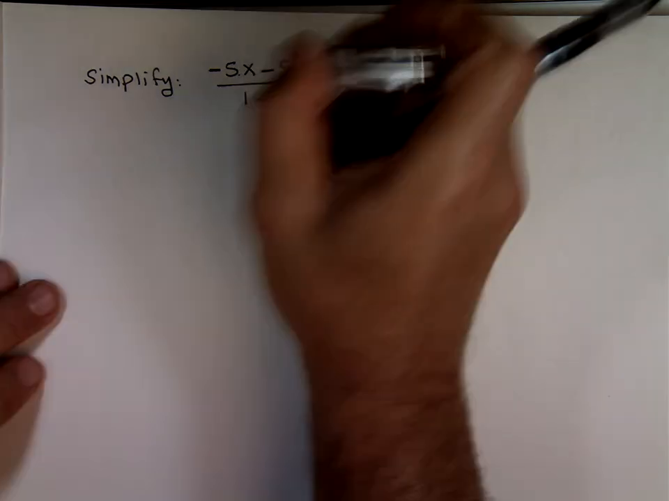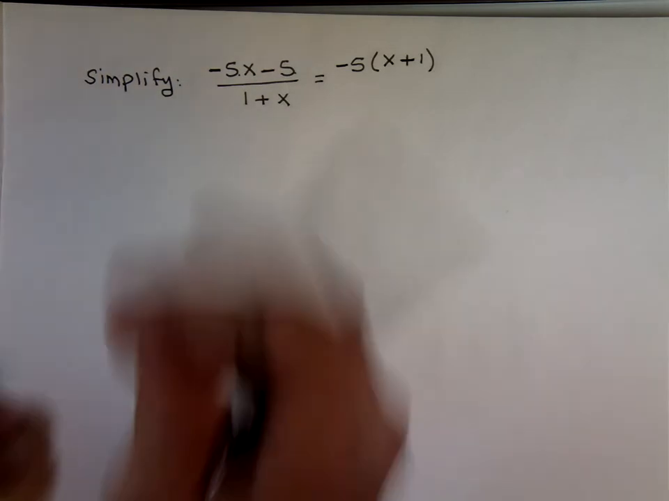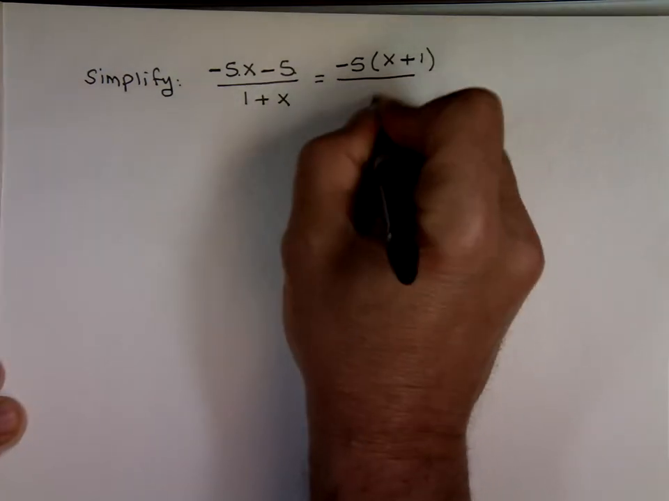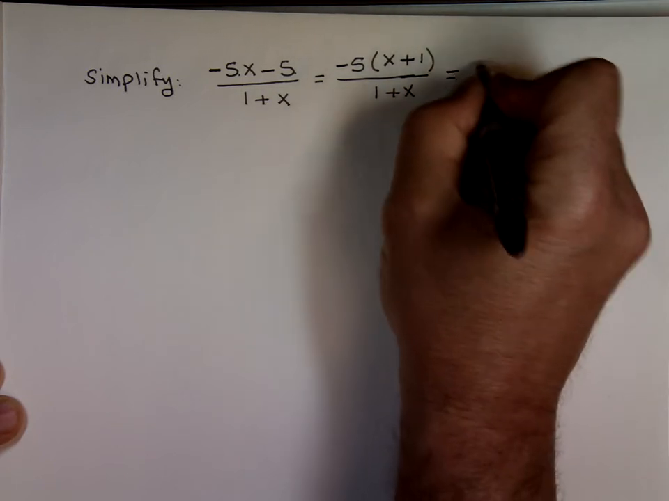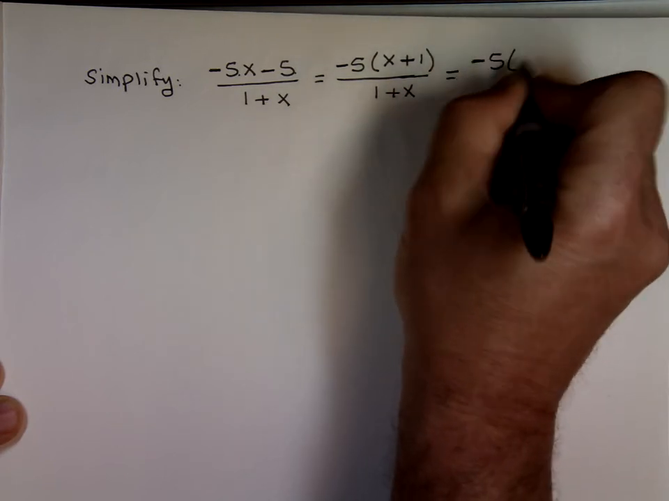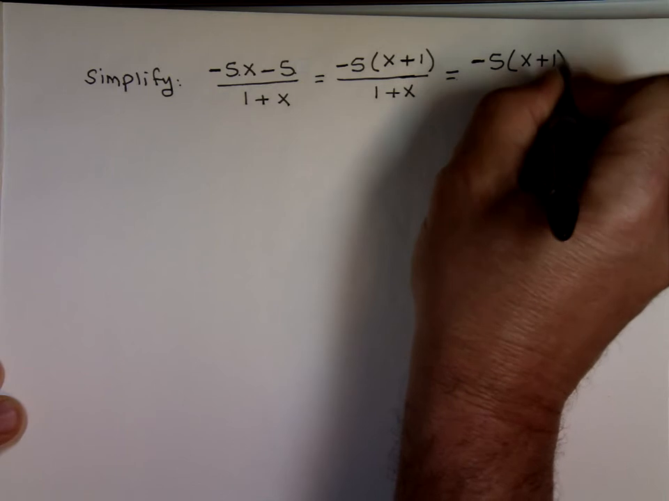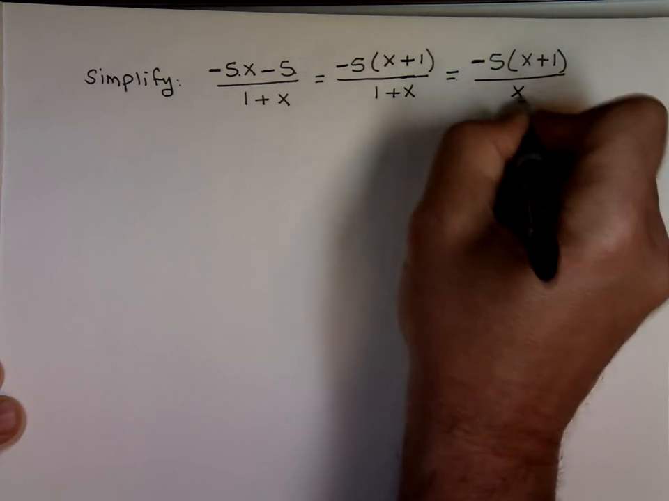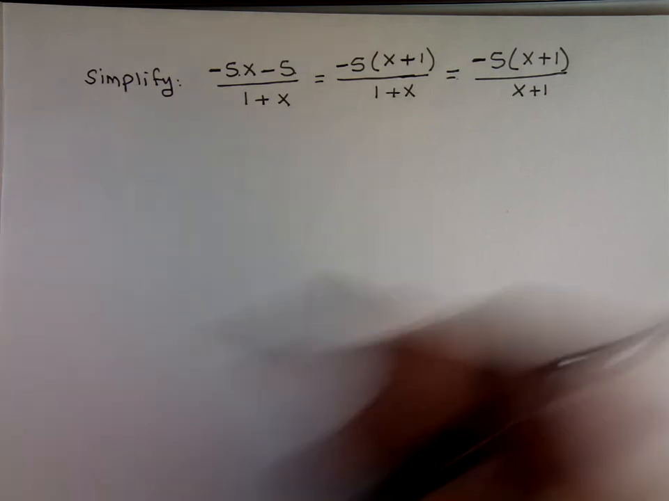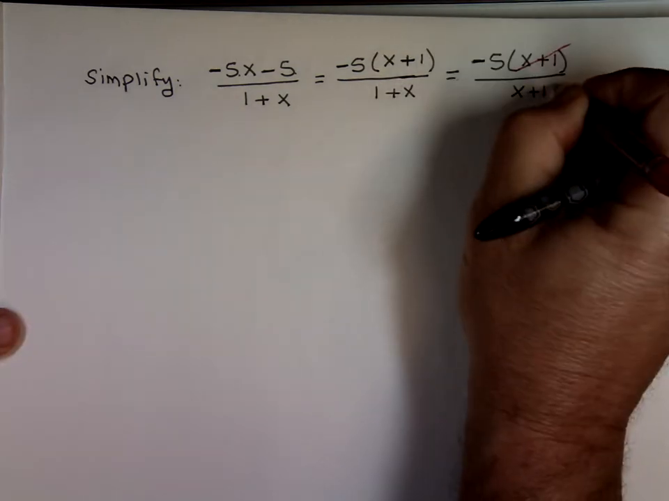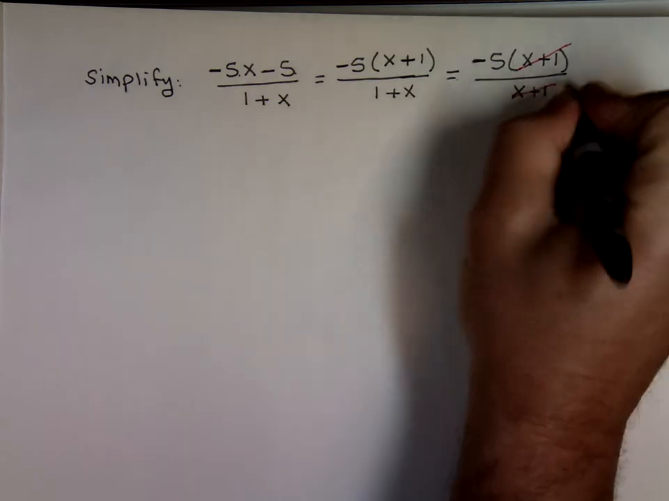The bottom is 1 plus x. Well, when it's addition, if you write 1 plus x or x plus 1, it doesn't really matter. If it's subtraction, it's a different story. But addition, that's the same thing. And you can see this one, x plus 1 and x plus 1, they cancel each other out. And my final answer is negative 5.